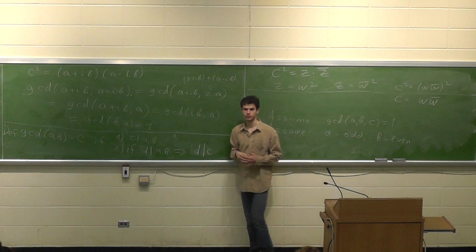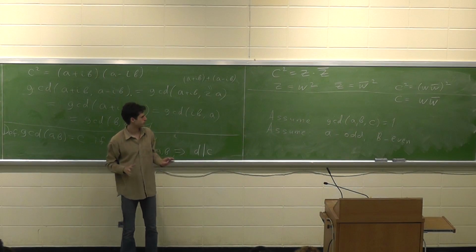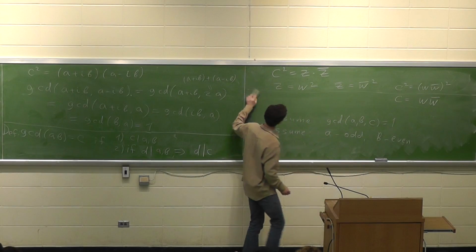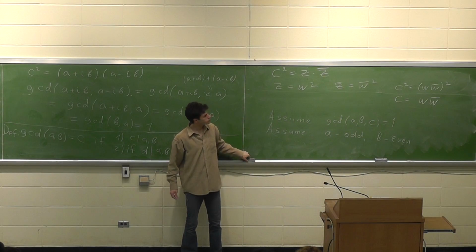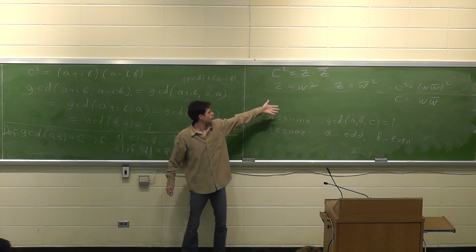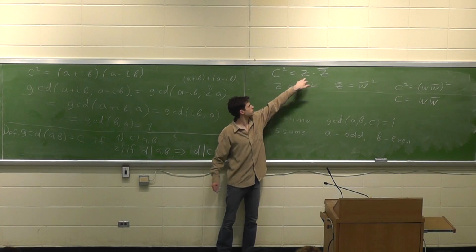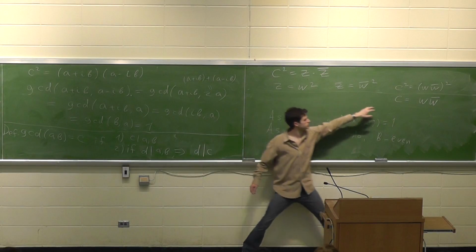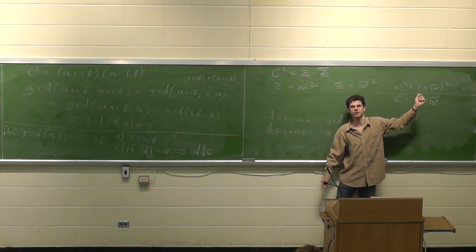Let me choose the positive one. I'll be dealing with positive solution C. So here we got a solution. For any Gaussian integer W, you have a solution here. W squared times W conjugate squared is W conjugate squared.